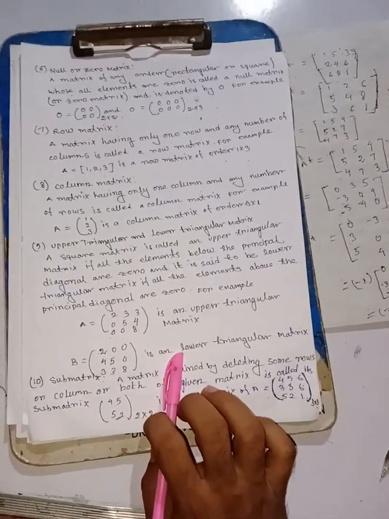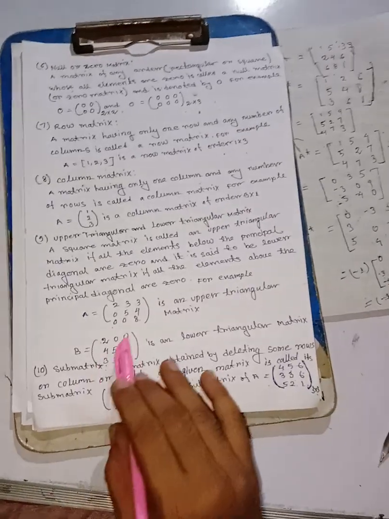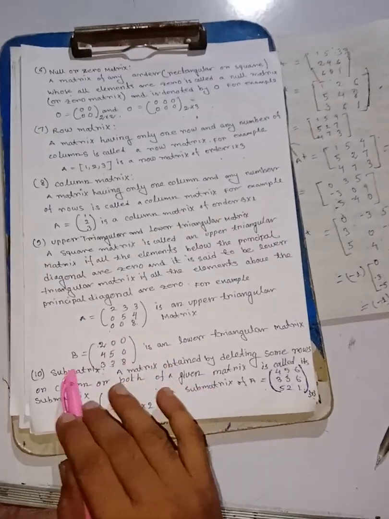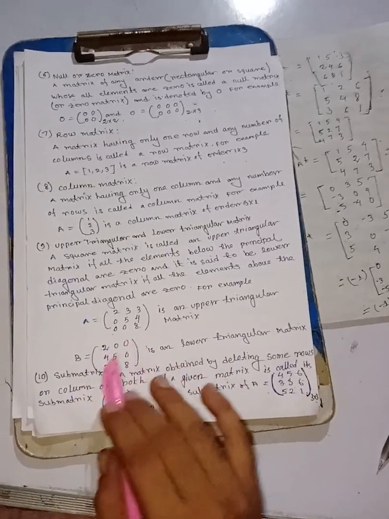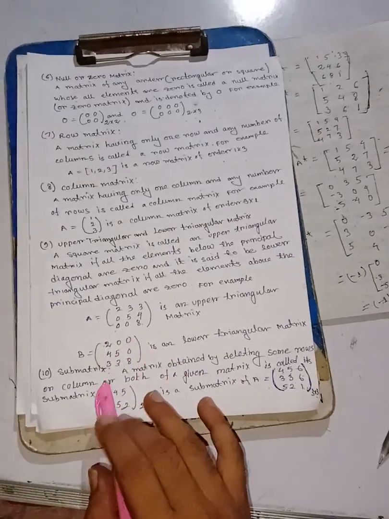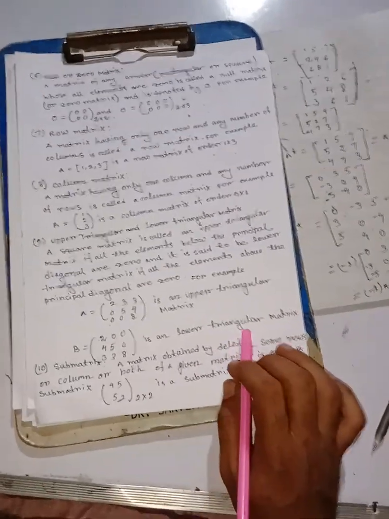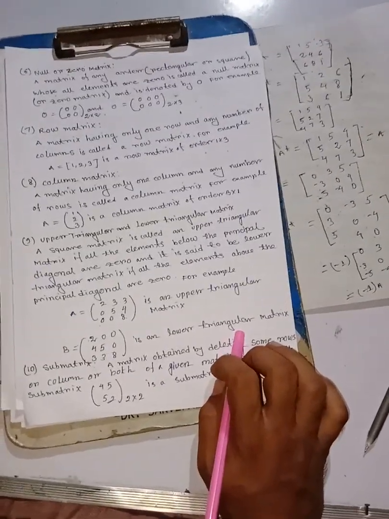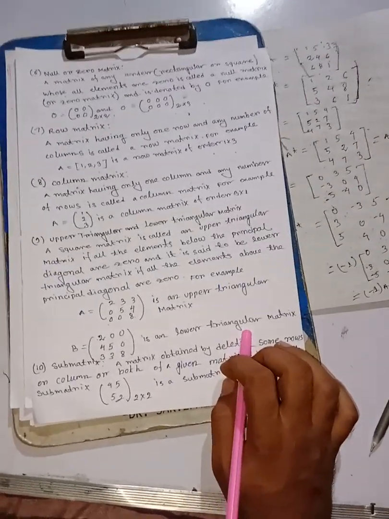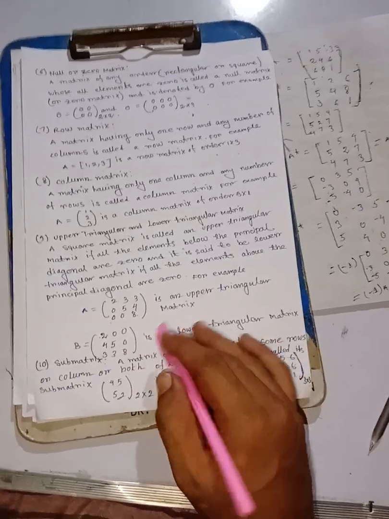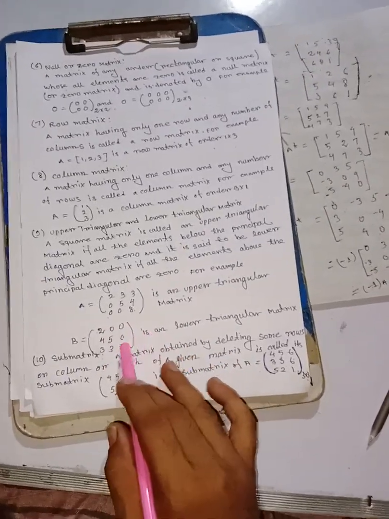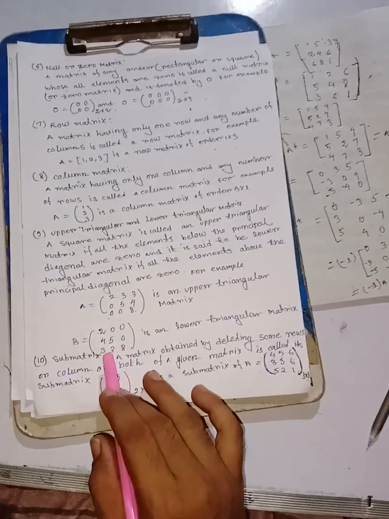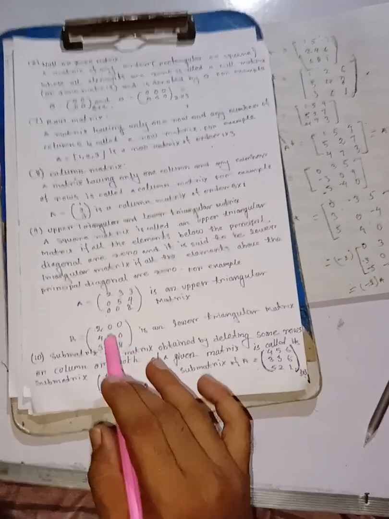And for the lower triangular matrix B, 2 0 0, 4 5 0, 3 3 8 is a lower triangular matrix because all elements above the principal diagonal are 0.